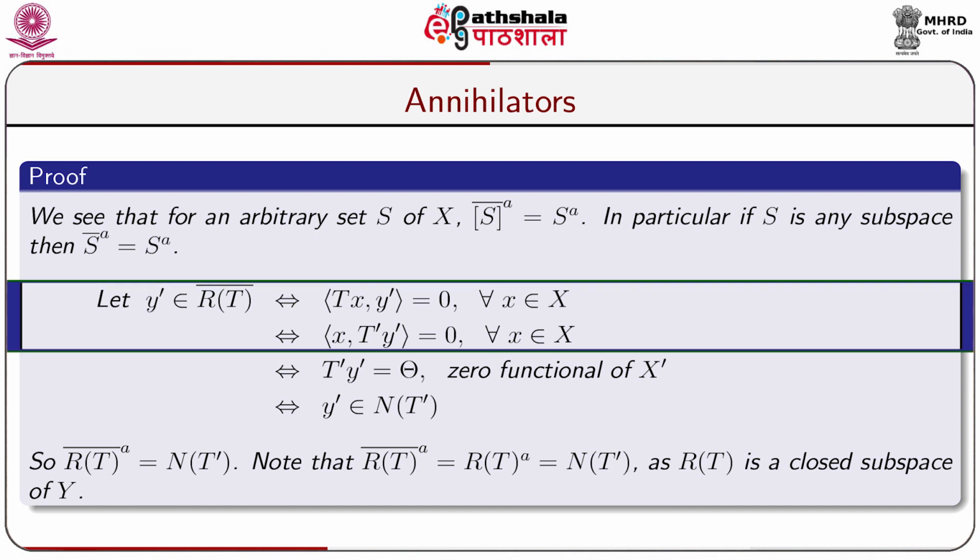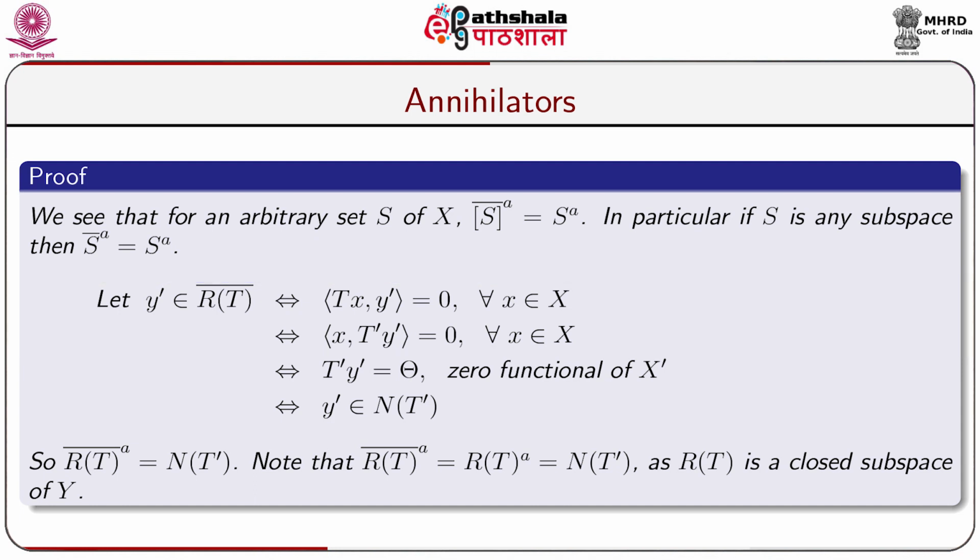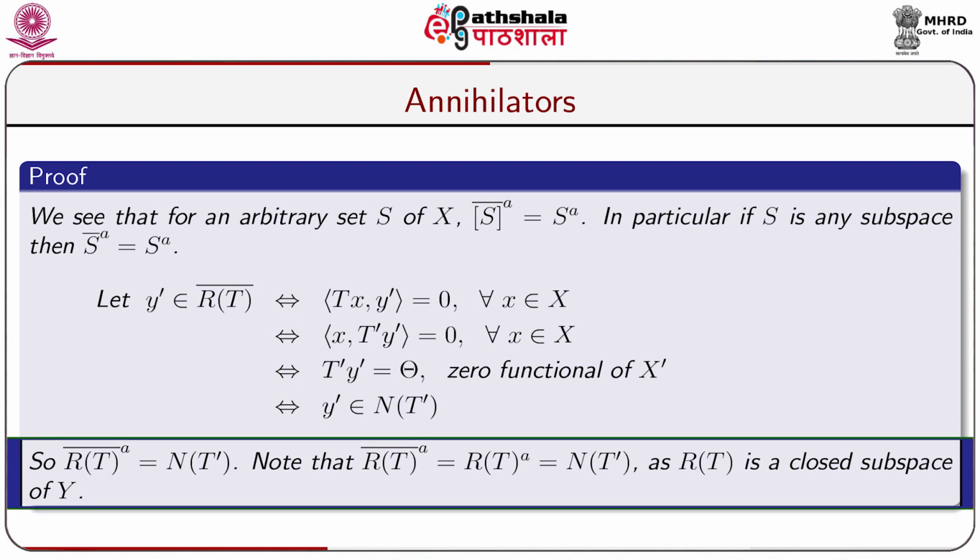Now, y dash belongs to the annihilator of R(T) bar if and only if <Tx, y dash> is equal to 0 for all x belonging to X, if and only if <x, T dash y dash> is equal to 0 for all x belonging to X, if and only if T dash y dash is equal to the 0 functional of X dash. This implies that, if and only if y dash belongs to N(T dash). So, the annihilator of R(T) bar is equal to N(T dash).